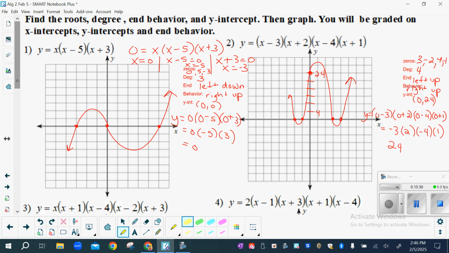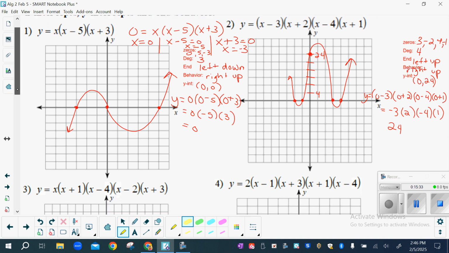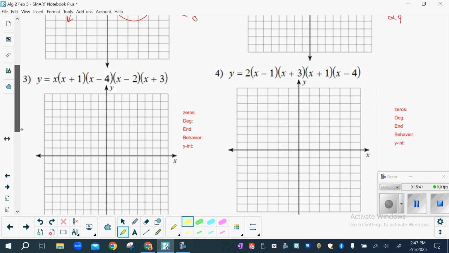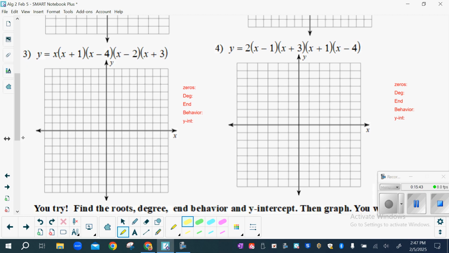Okay, so I'm going to do one of the next 2. Let's do number 4. Anybody still looking at those there? Okay, so for number 4, to find my zeros, is the 2 going to affect my zeros? Because I haven't had a number in the front yet. Is the 2 going to affect it? No. If I set y equal to 0, I could divide by 2. And then I'm still going to set each one of those factors equal to 0, because there's no x along with that 2. So what will my zeros be?